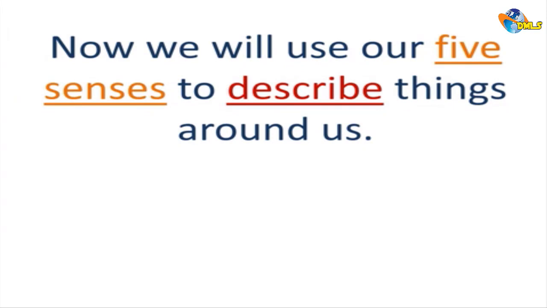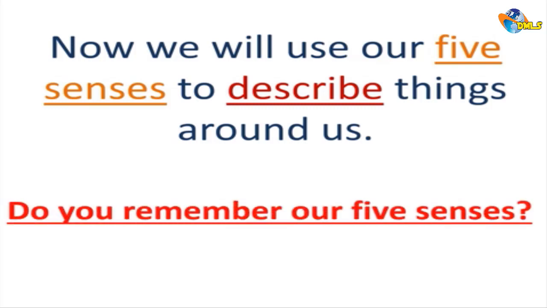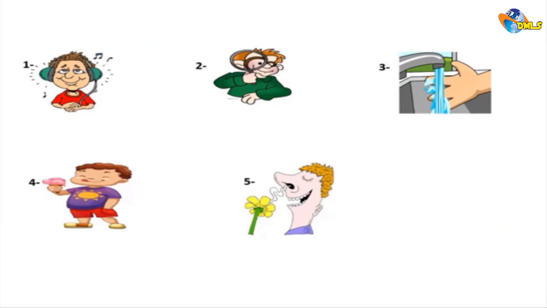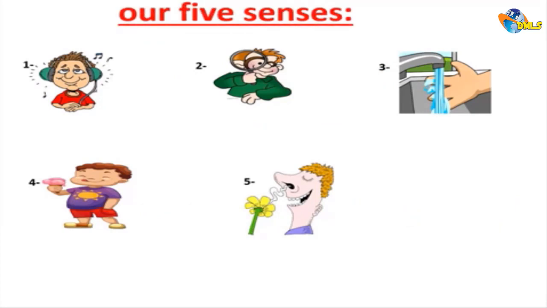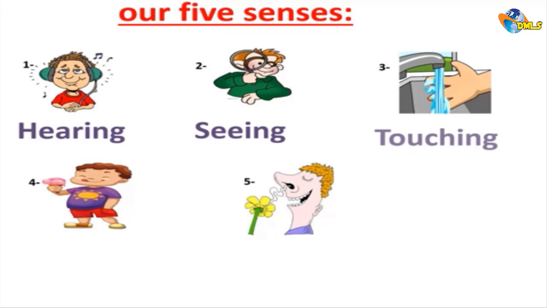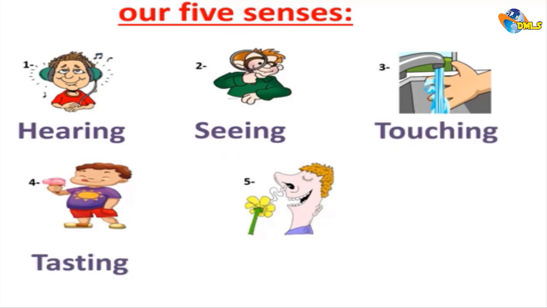Now we will use our five senses to describe things around us. Do you remember our five senses? Let's make revision on them. Look at picture number 1. It is hearing. Number 2, seeing. Number 3, touching. 4, tasting, and 5 is smelling. We have 5 senses: hearing, seeing, touching, tasting, and smelling. We will use our 5 senses to describe things around us.